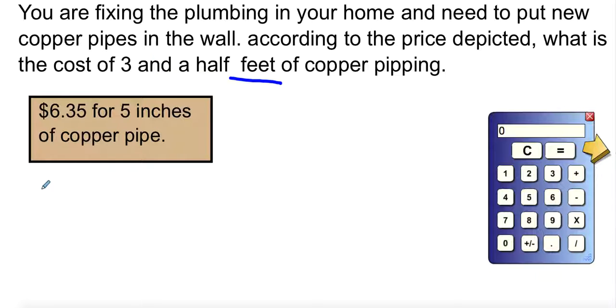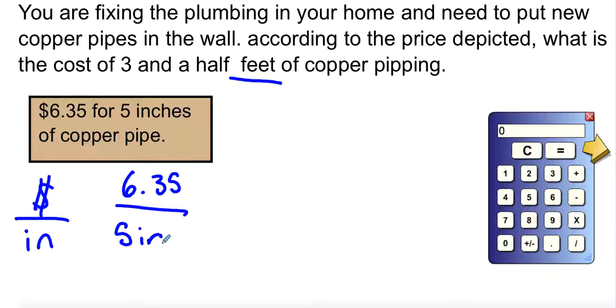So what I'm going to do is write a ratio of the cost of the copper piping and the number of inches. Now this sale tells me for $6.35, I only get 5 inches of copper pipe. Now I want to know what 3.5 feet of copper pipe would cost, because that's what we need to fix the plumbing in the home. So I know that 3.5 feet is equal to 42 inches. All right.